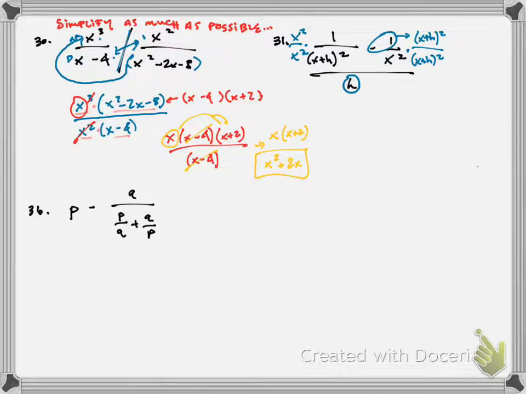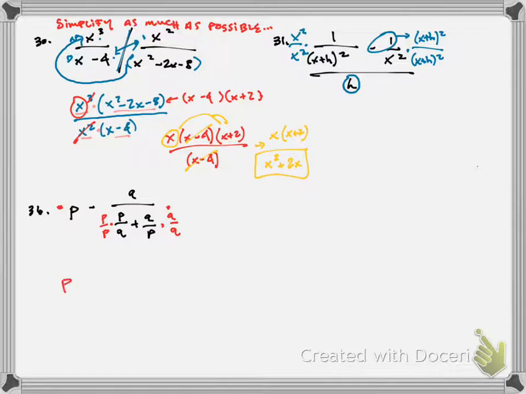So, a lot going on here. First of all, I need a common denominator between these two. And once I get a common denominator there, I'm going to need a common denominator between this over here and this over here. But let's start over here in the denominator. So I'm going to multiply this by p over p. And I'll multiply this by q over q. So each of those are being multiplied by 1.